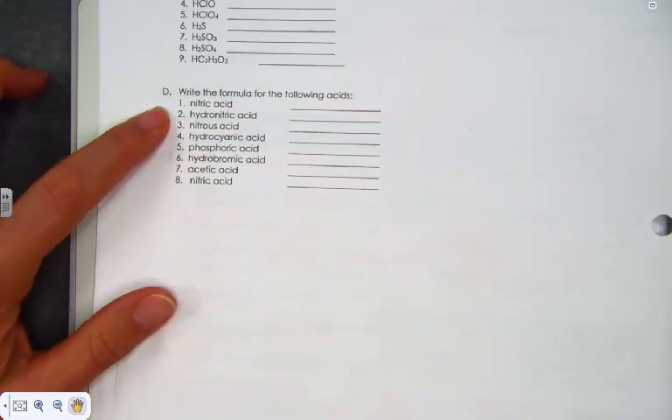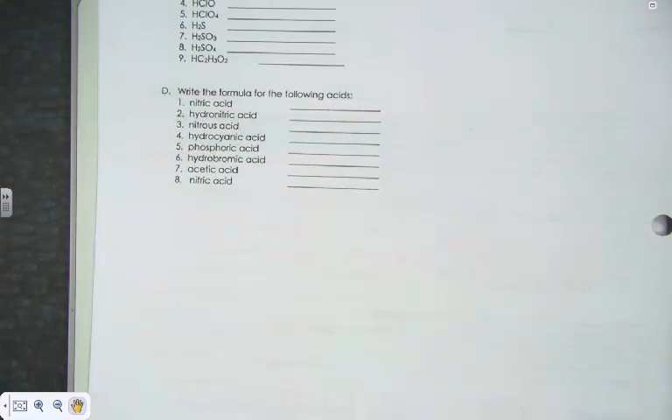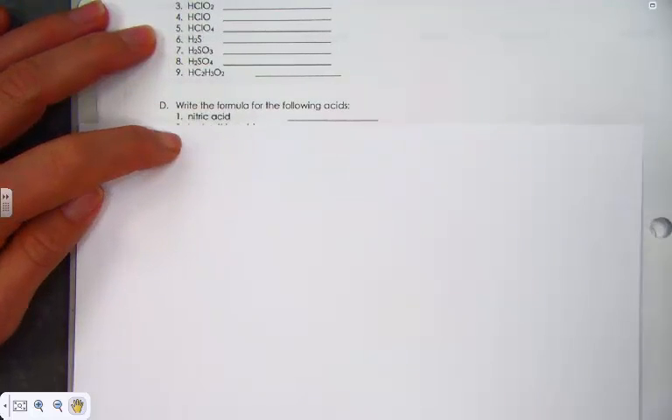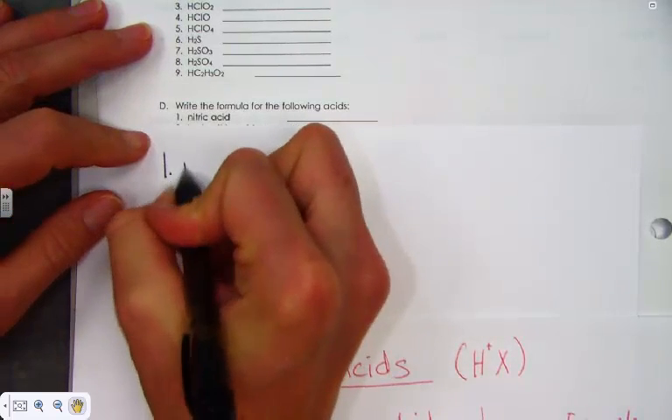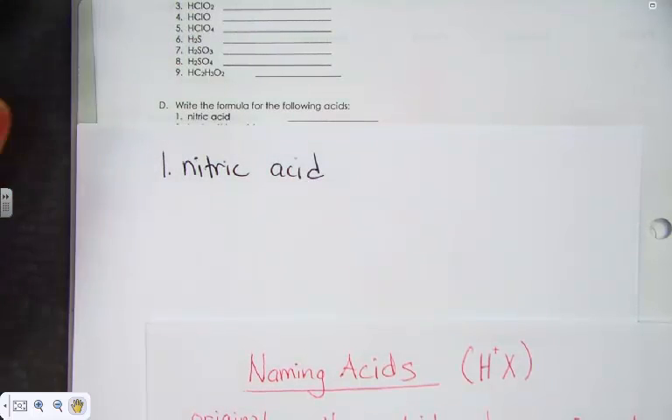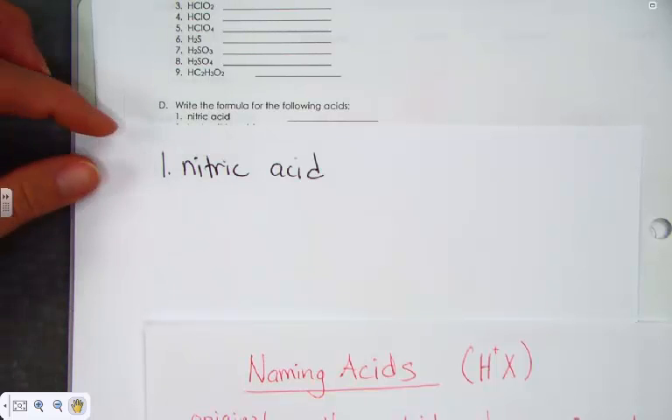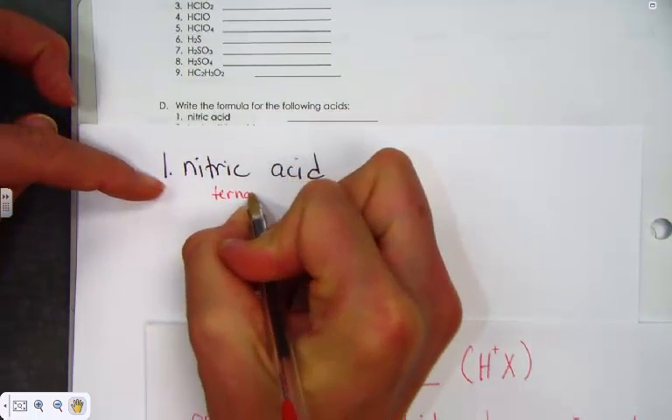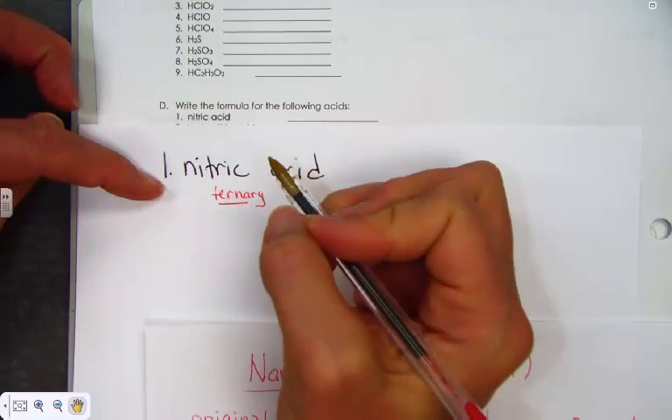Good work practicing naming. Let's practice writing out formulas. Go in the opposite direction, turning our words into formulas. Working backwards with my handy-dandy chart here, naming acids. Alrighty, so here's what I noticed. Number 1, nitric acid. We have to figure out the original ending on the polyatomic ion. Now here's something to consider. I do not hear hydro. So right away, I know it's a ternary acid.